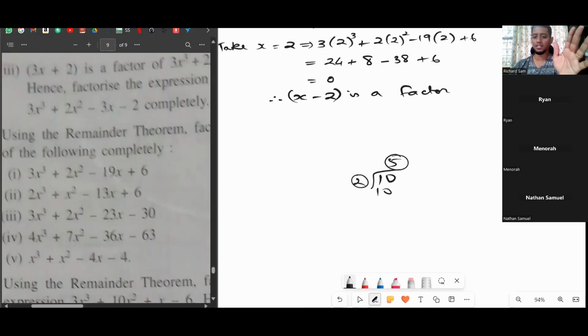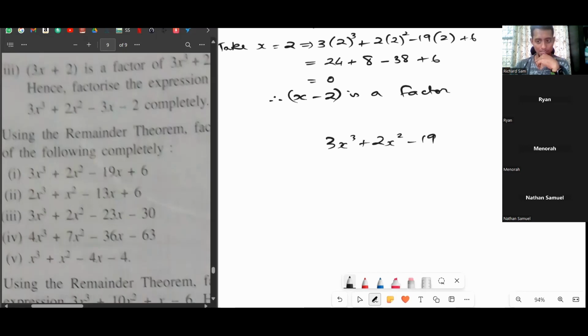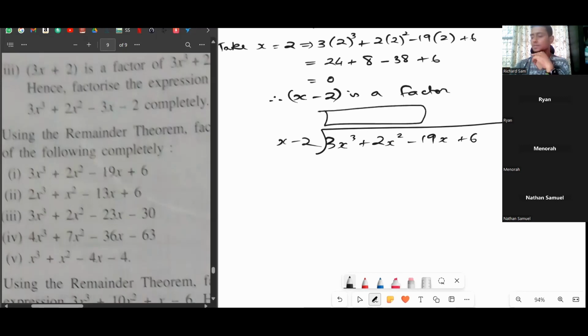We're going to divide this f of x, that big expression, with x minus 2. Okay, how do we do that? So this whole expression, 3x cube plus 2x square minus 19x plus 6, you have to divide it with x minus 2. And here you will get another factor. Do you all remember how to do this division?